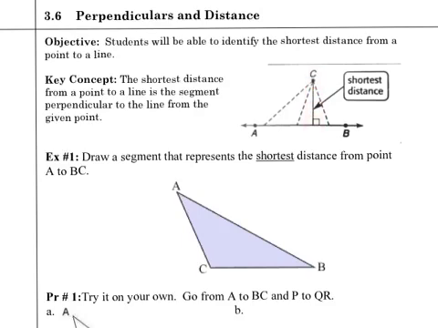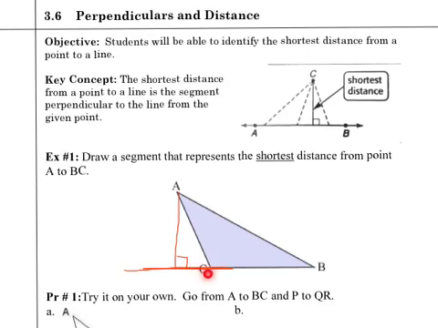So a lot of times they're going to ask you to do things like draw a segment that represents the shortest distance from point A to BC. Well, BC is way over here, but what you can do is extend this line, BC. I'm on my iPad, so it's not as easy to do as on paper, but you can extend that line, and then draw straight down from A at a right angle, and that's going to be your shortest distance from point A to the line BC.